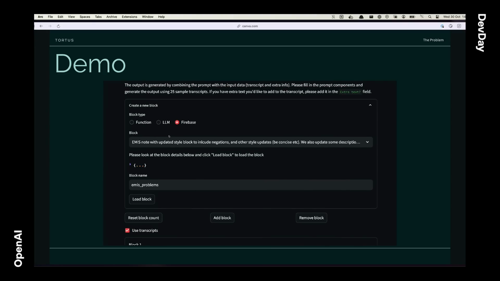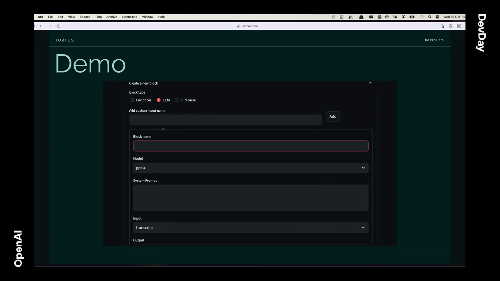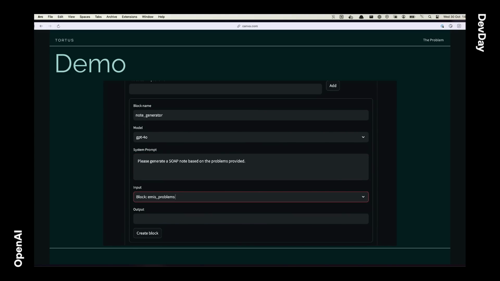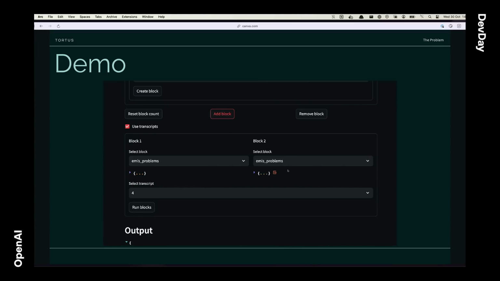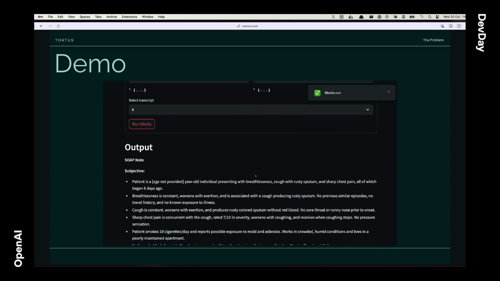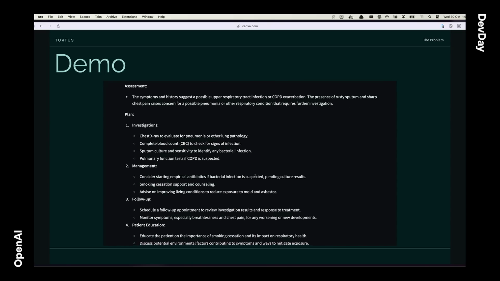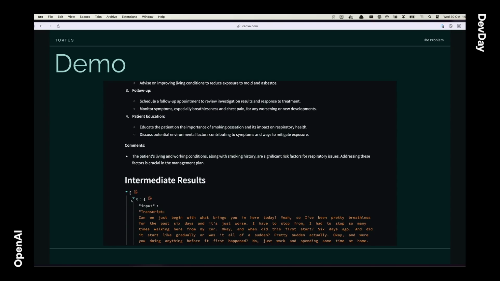But let's say we want to add to this workflow. We can create a block from within the UI. We're going to create a simple LLM block here, which will ingest these problems and shoot out a note in the SOAP note format. It's important to note here that when we're specifying the inputs, we're actually specifying that we want the block of the EMIS problems to be fed in here. Now we've got our block, we can add it to our chain and generate our outputs. And after some generation, we can see that our SOAP note is coming out in the correct format. We also have our intermediate outputs being displayed, so we can see what's being produced along the way.